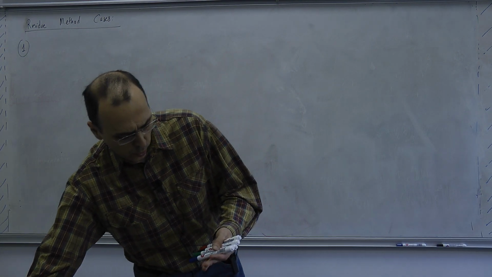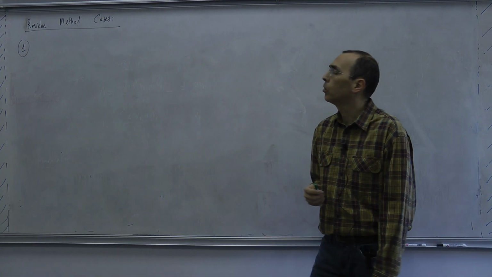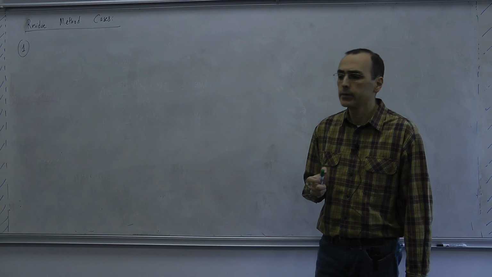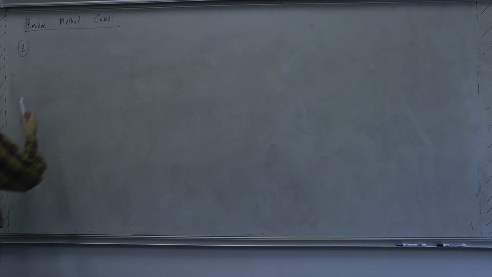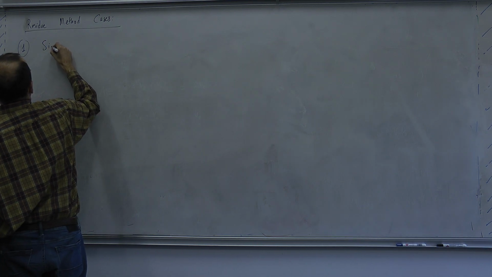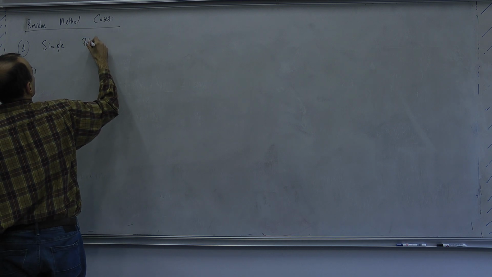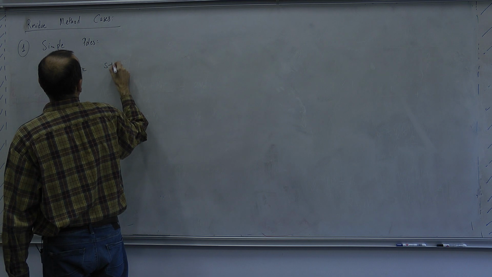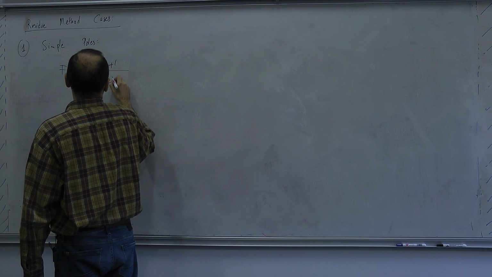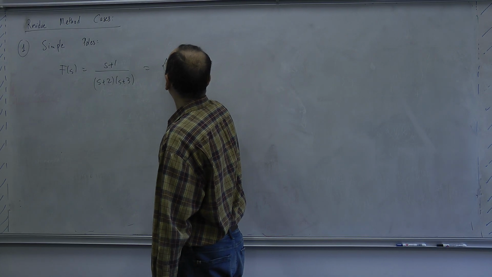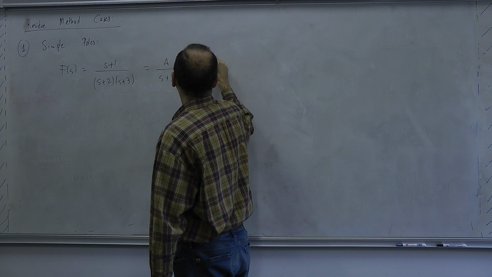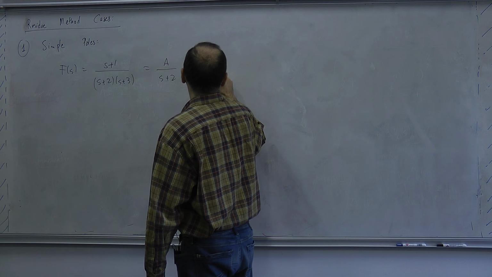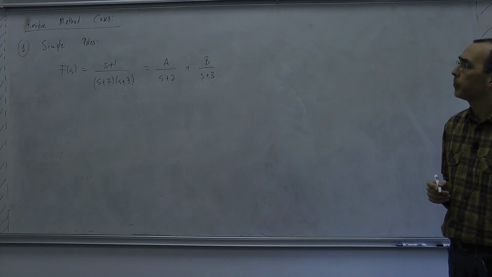Okay, so we are continuing with the residue examples, or I should say the residue method cases. We have already covered the simplest possible case, which is the simple pole case. Simple poles. So what was this? F of s is equal to (s plus 1) divided by (s plus 2)(s plus 3), something like that, and I would like to find a and b, essentially.